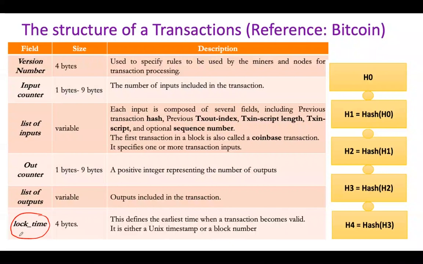This defines the earliest time when a transaction becomes valid. Either a Unix timestamp or a block number is used for this. So this is the transaction structure of your Bitcoin.